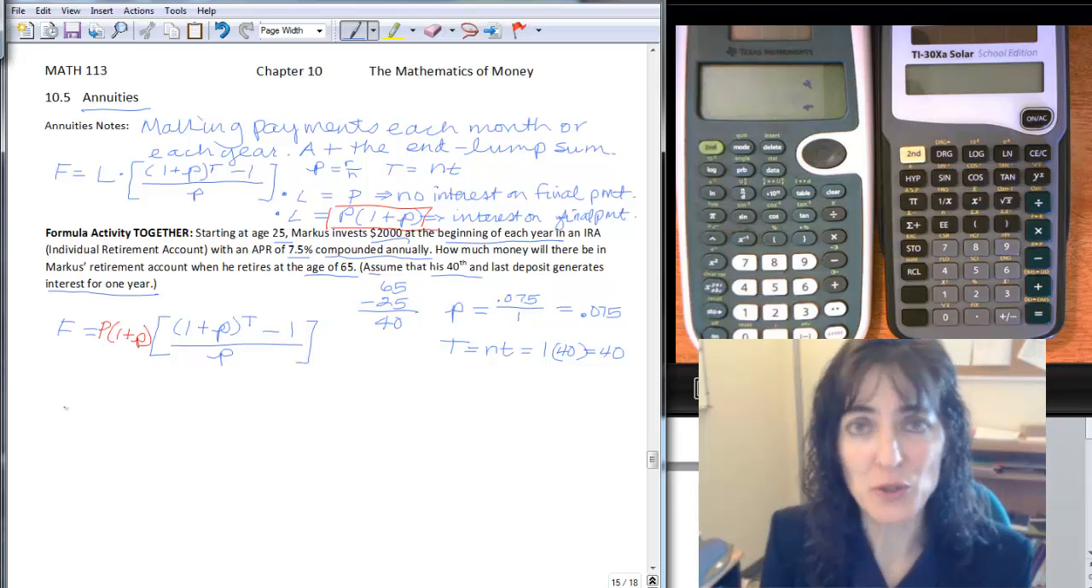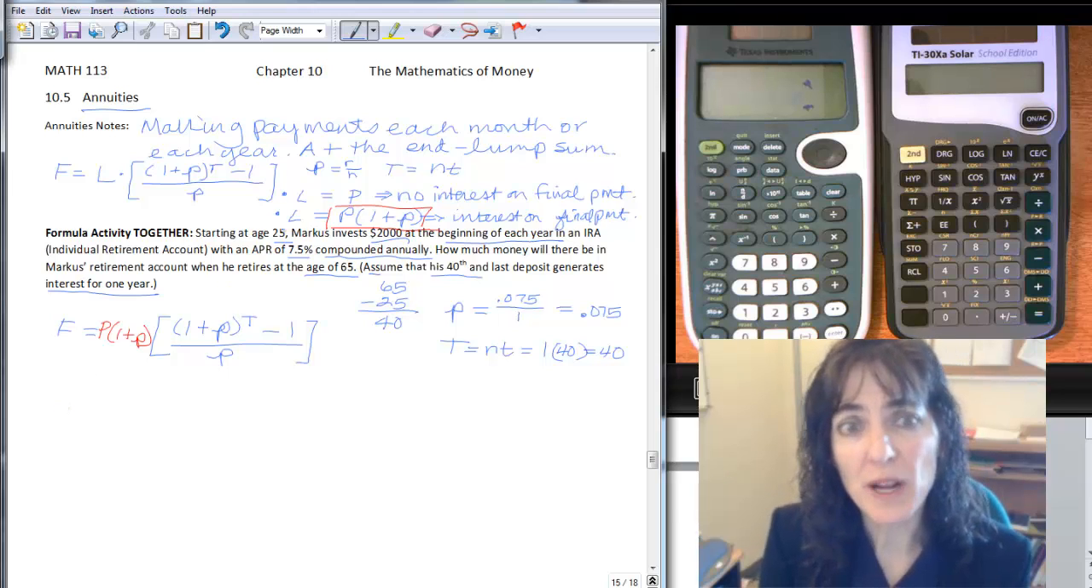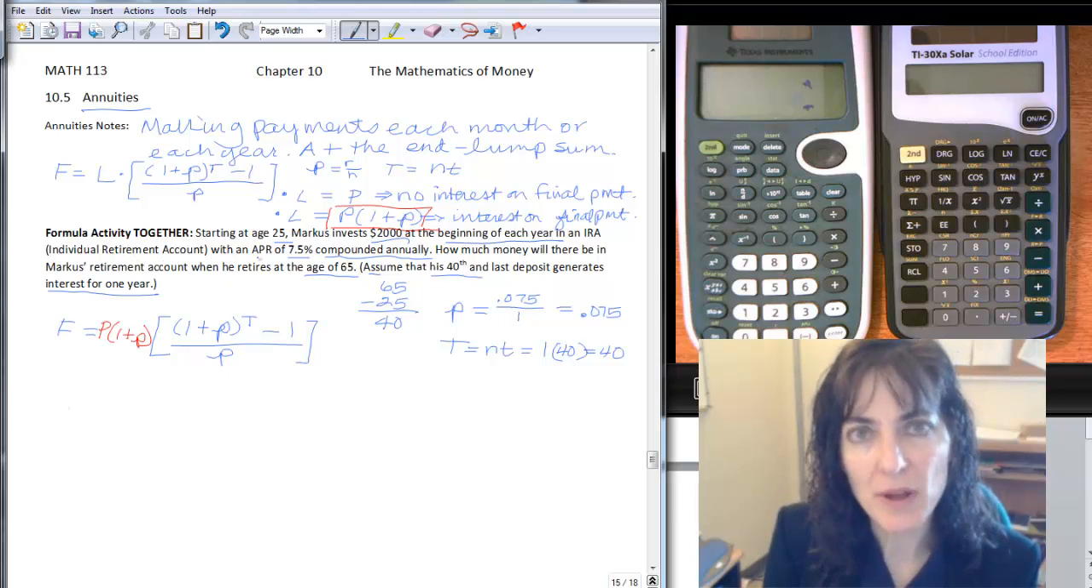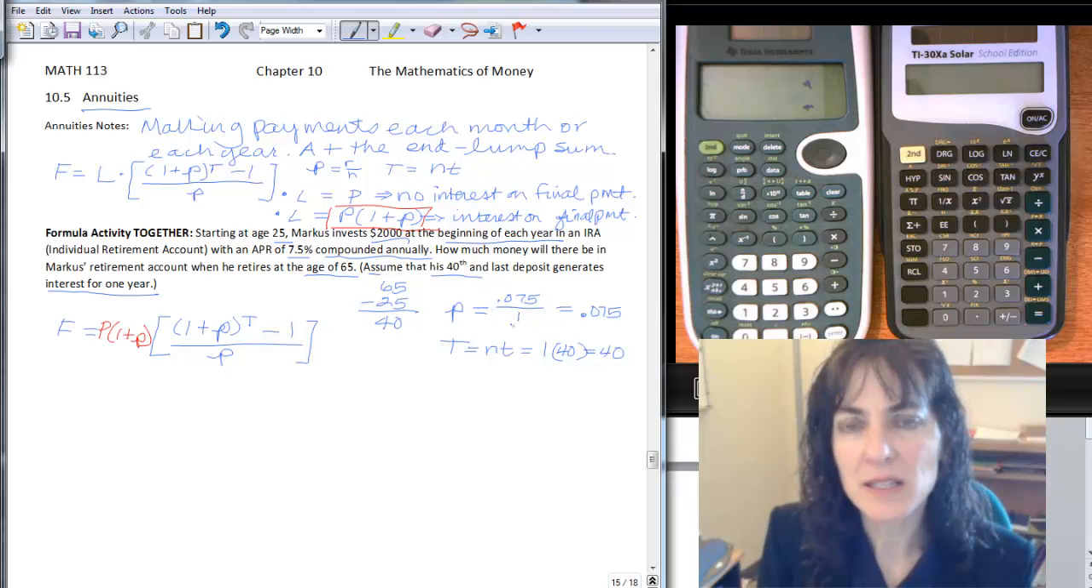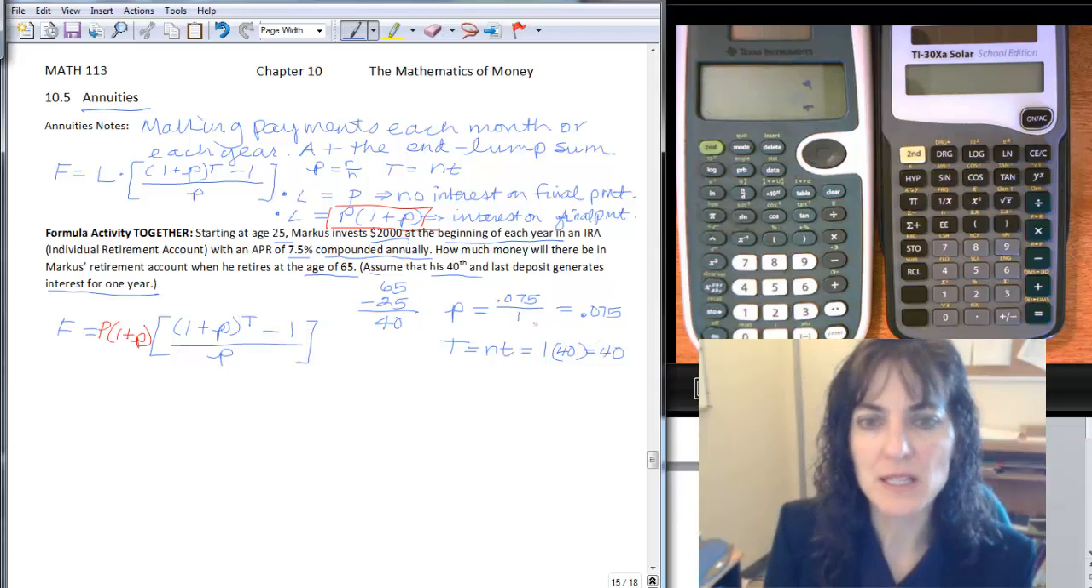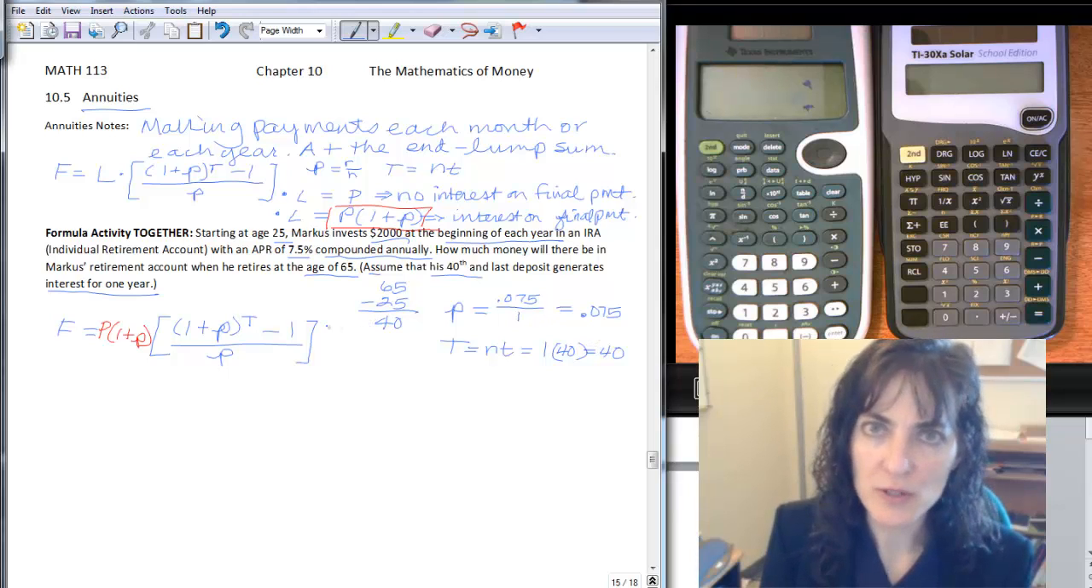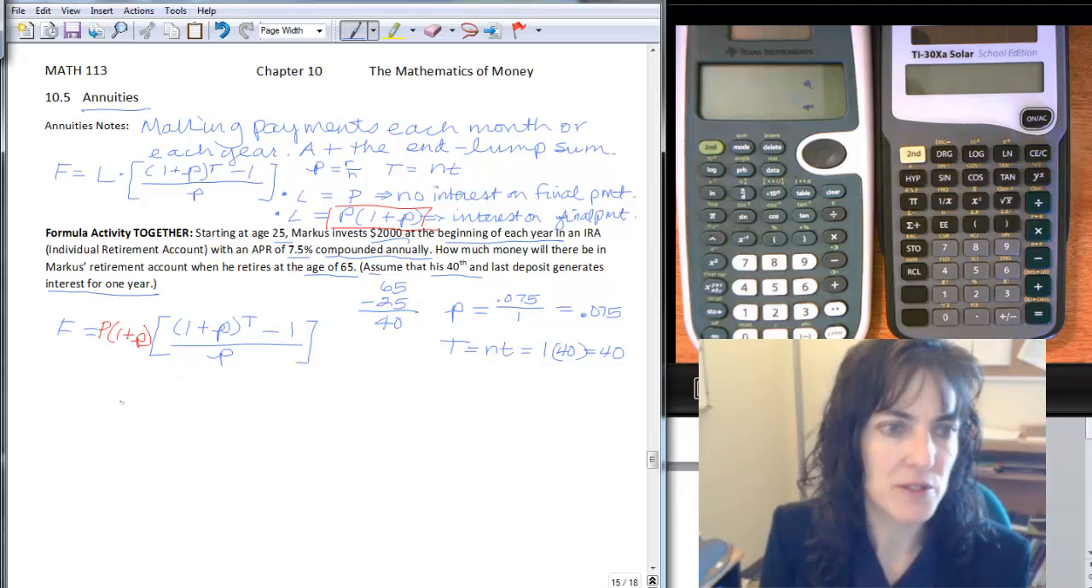Sometimes that's given to you a little bit differently, like you might have payments every month, and then it'll tell you to assume his 360th payment or last deposit, and then that would be your big T. It would be the 360 because it's the actual number of payments that he's made, not the number of years that he is making payments for.